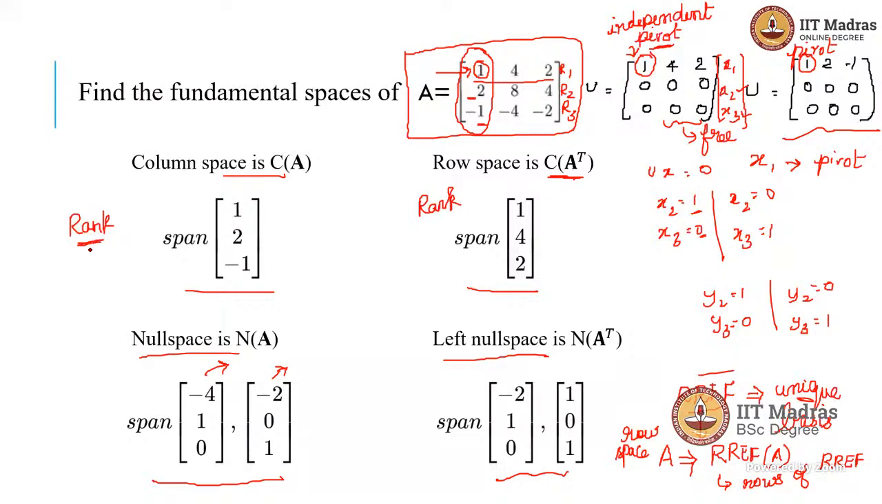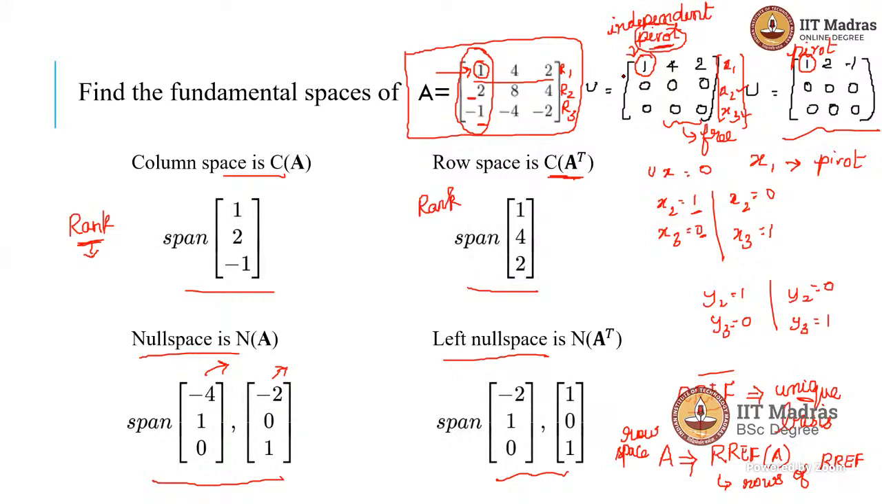So this rank is the number of independent columns in the matrix. How do you find this number of independent columns? That is simply from the number of independent pivot variables in this upper triangular matrix. So you know how to find this pivot, right?